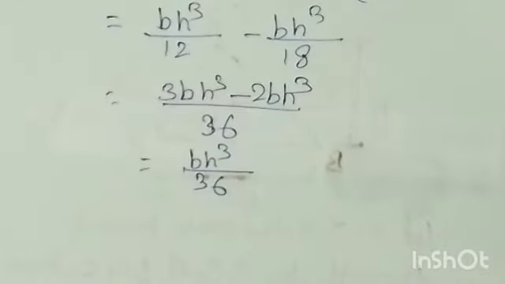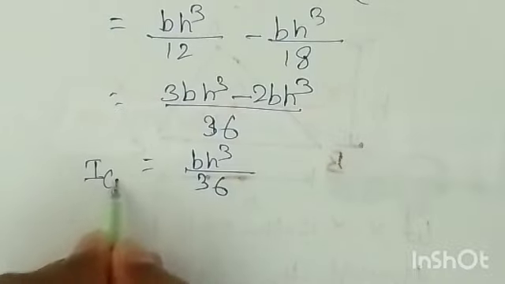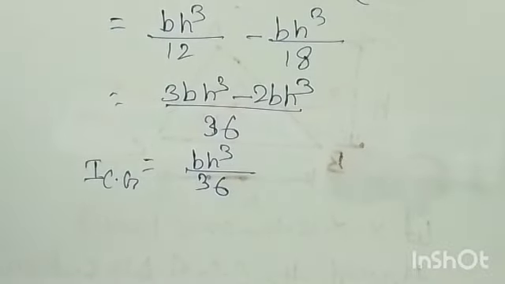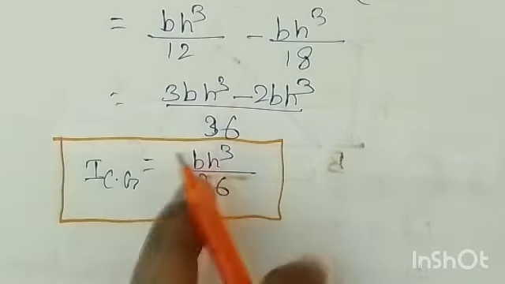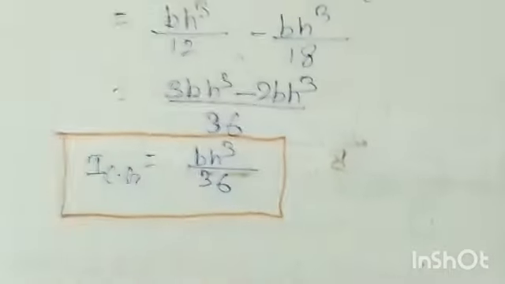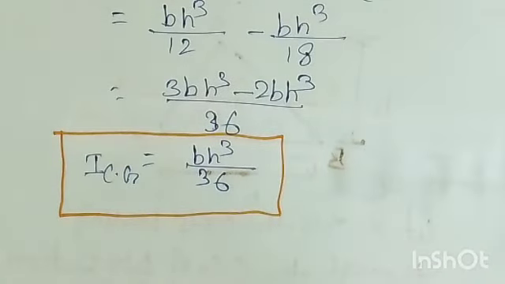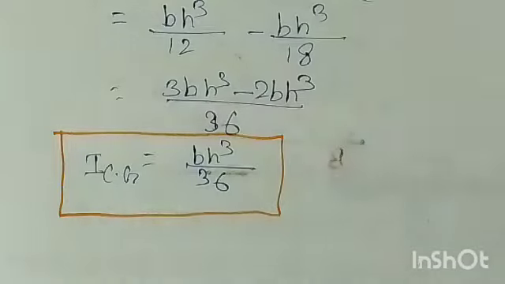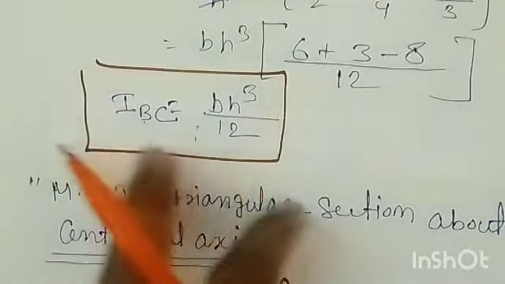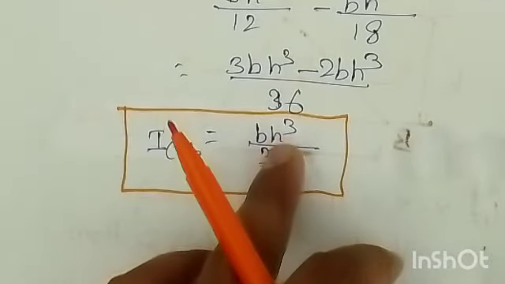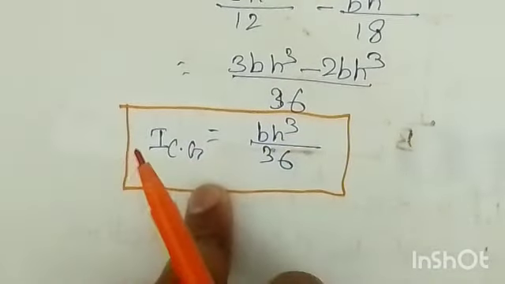The moment of inertia about the centroidal axis, which we have to calculate, right? So you can say the ICG is equal to this one. So the moment of inertia of a triangular section about the centroidal axis is BH cube by 36, and the moment of inertia of a triangular section about the base is BH cube by 12, which we have derived here, right? It is in this page only. So see here, the moment of inertia of a triangular section about the base is BH cube by 12, and about its centroidal axis is BH cube by 36.